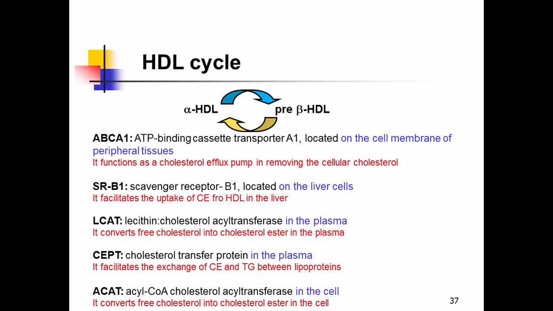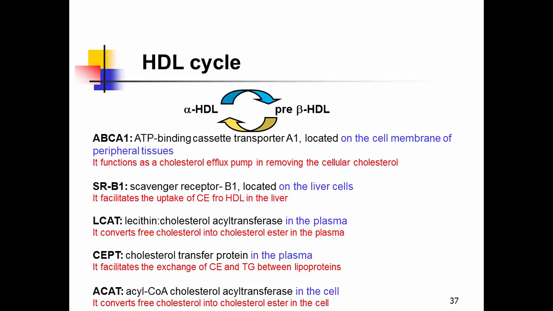Another protein is CETP, cholesterol ester transfer protein, which is also present in the plasma. Remember, we talked about the lipid exchange between HDL and LDL, VLDL. The CETP protein facilitates this lipid exchange between HDL and LDL, IDL, and VLDL.